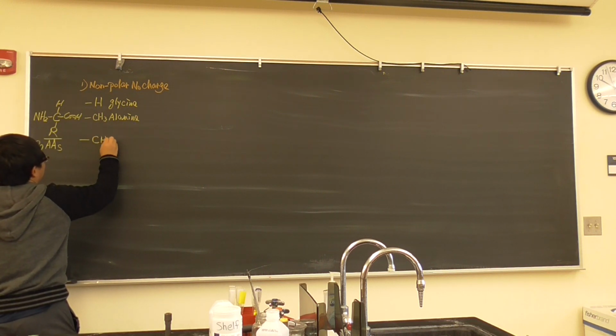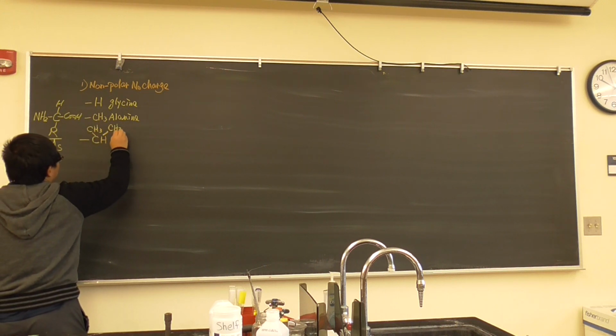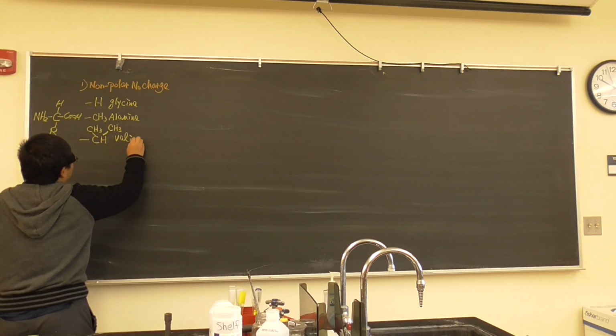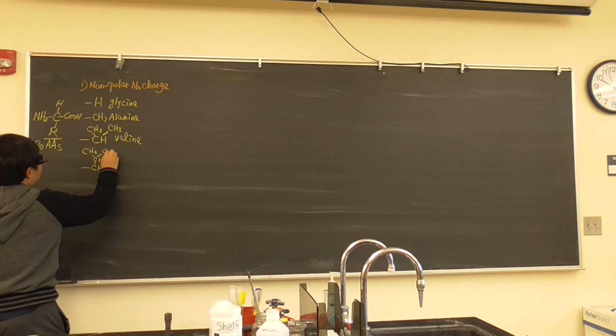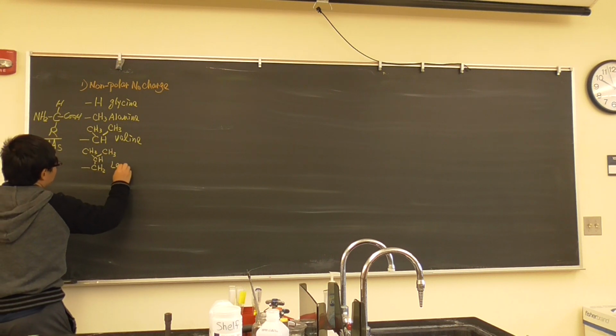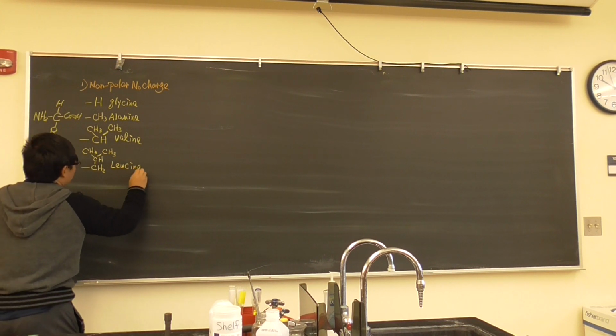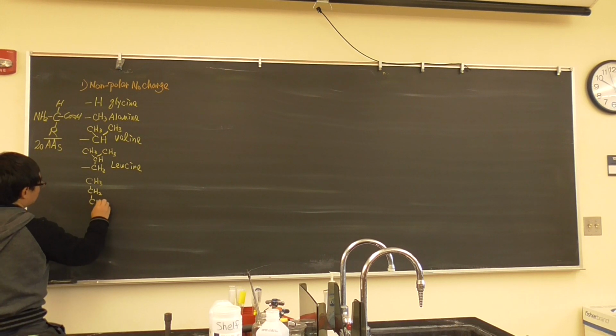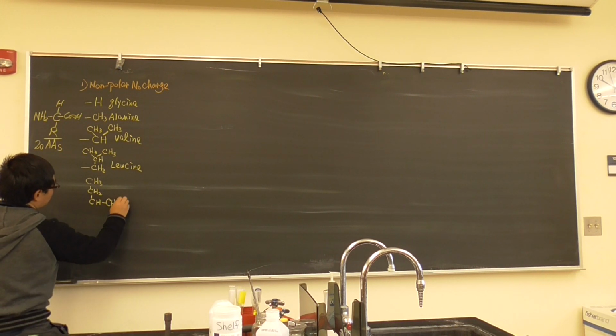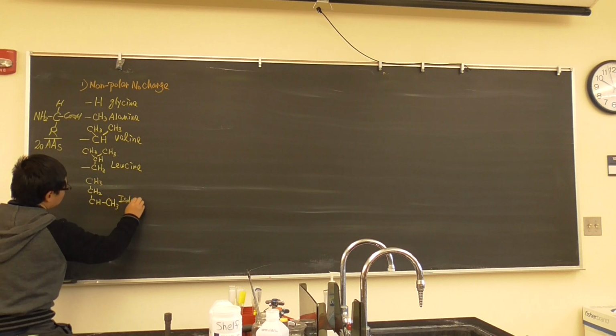Last time I made a mistake with this guy. CH, CH3, CH3, valine. Okay, then you go down. Yes, CH2, CH, CH3, CH3. This is leucine. And then you go here, CH3, CH2, CH, and then CH3. This is isoleucine.